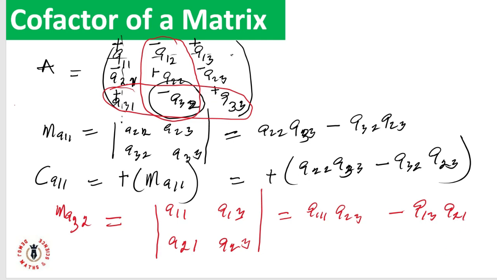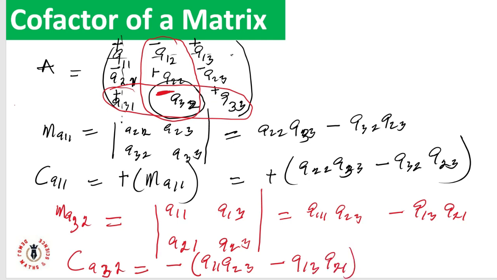Now, the cofactor of this element A32 will obviously be, I'll pick the sign here, it's a negative sign. I'll pick this sign, so it's minus into A11 A23 minus A13 A21. Now let's solve an example.